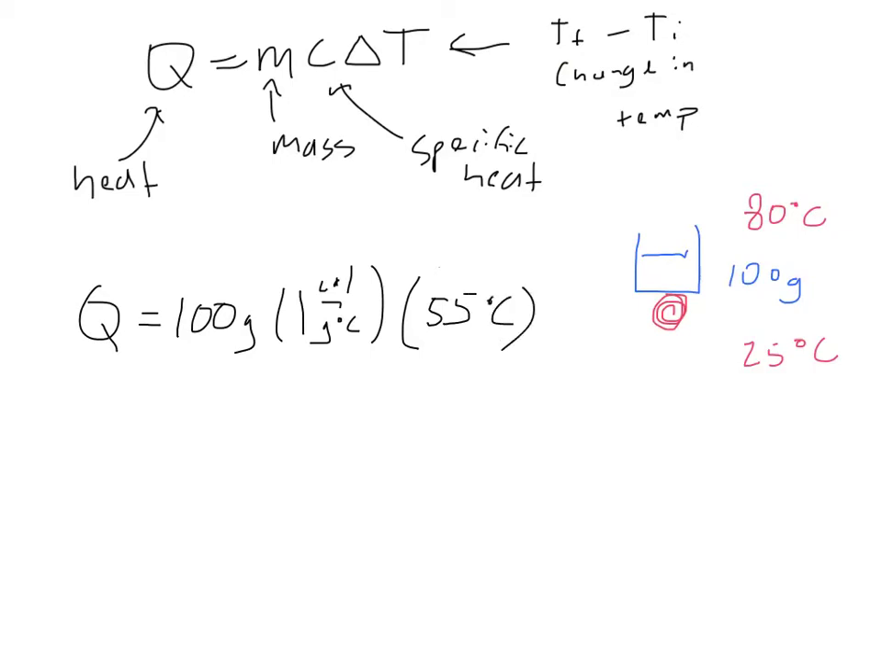55 degrees Celsius. Now I have everything, and I'm able to solve for Q, to find out how much heat is required to heat up this pot of water. Look, my grams cancel, my Celsius cancels, and I'm left with Q in calories. 100 times 55 times 1. You don't need your calculators for this. It's easy. 5,500 calories. That's how much heat is required.